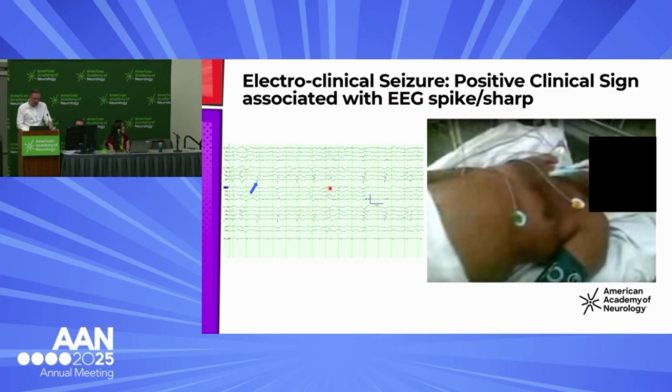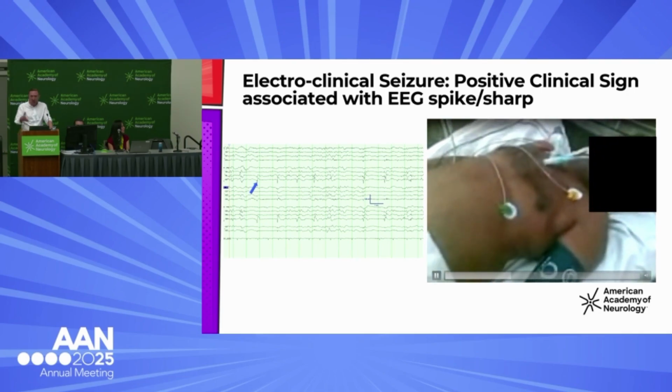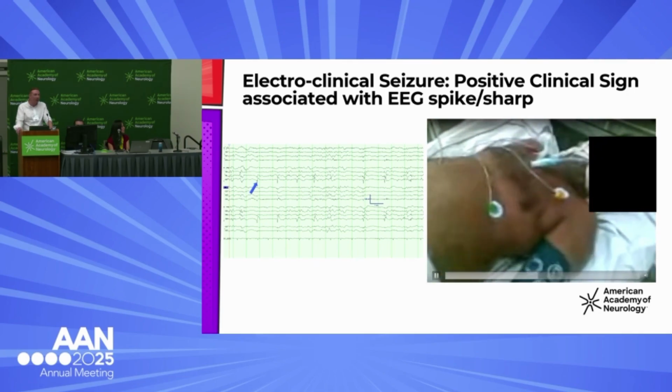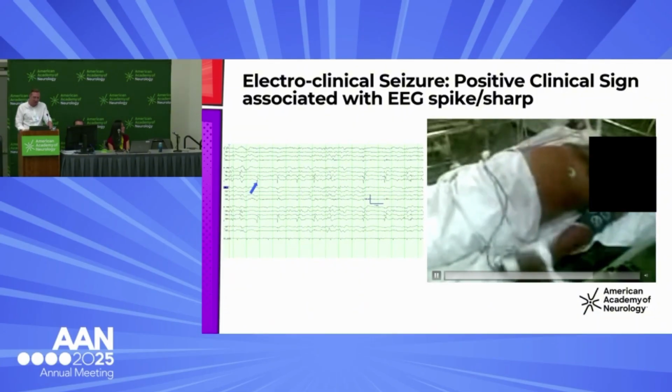What about a pattern here that wouldn't meet these EEG criteria that we have for seizure, but the patient has this change associated with it? Has some clonic movements associated with these discharges. So then you would say this is an electroclinical seizure, so we know what that is.